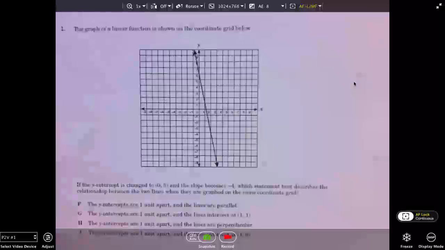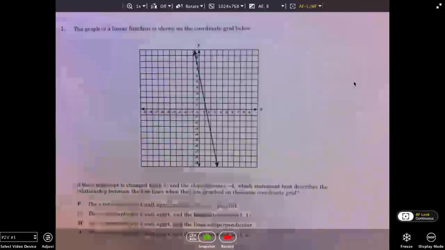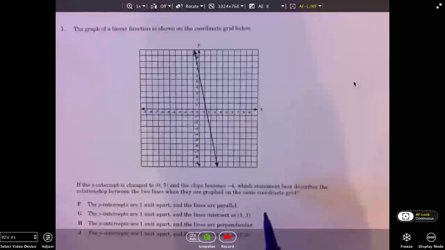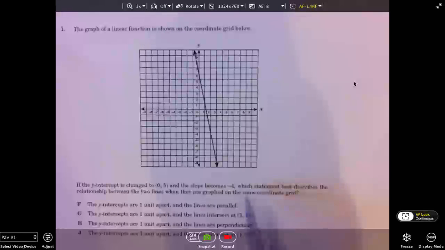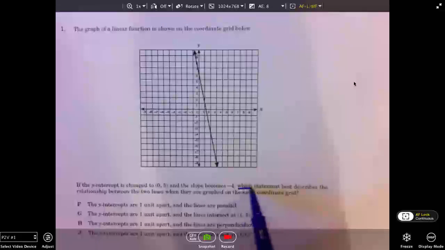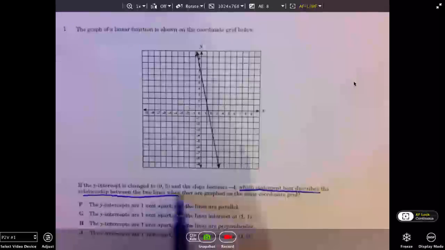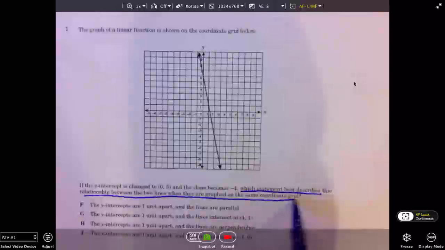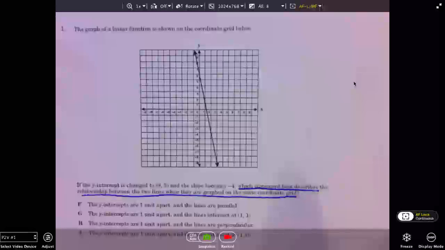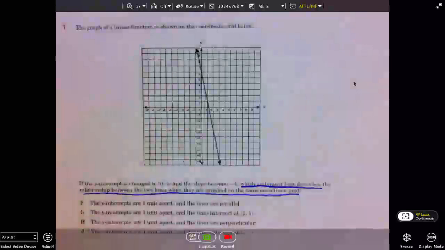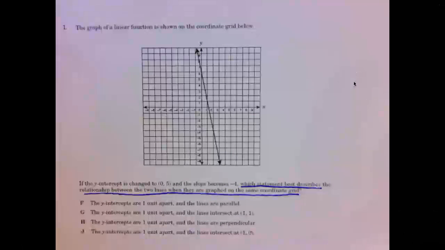Well, anytime I'm doing a word problem, I begin by reading the question sentence. That is the last part of the statement that specifically asks us what we'll be doing. Here the question sentence says, which statement best describes the relationship between the two lines when they are graphed on the same coordinate grid? Okay, so we have one line that's already graphed, and we're going to graph a second one, and we're going to compare the two.